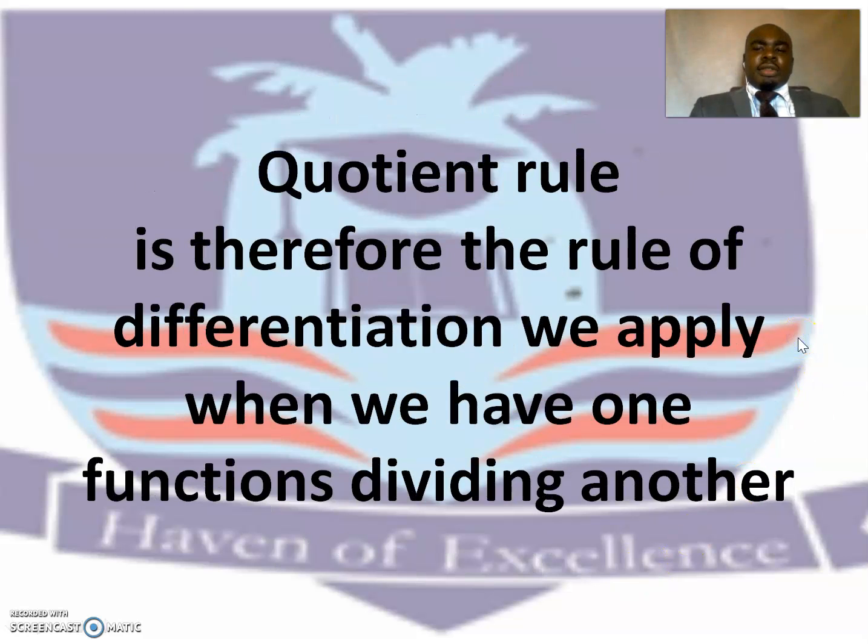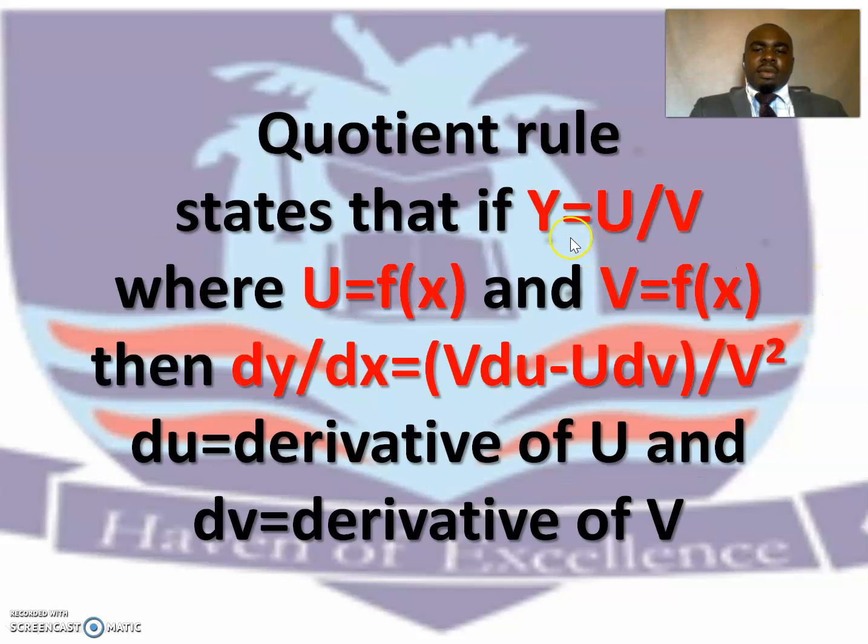And in the sense of differentiation, the quotient rule talks about how to differentiate a function that is divided by another function. So when we have y equal to u divided by v, where u is a function of x and v is another function of x, then our dy/dx is going to be v du/dx, that's the denominator multiplied by the derivative of the numerator, minus the numerator multiplied by the derivative of the denominator, all over the denominator squared.